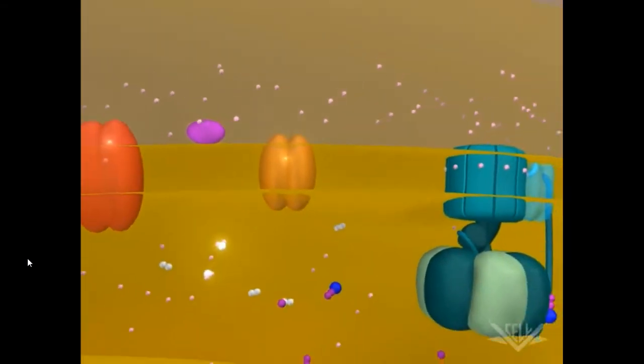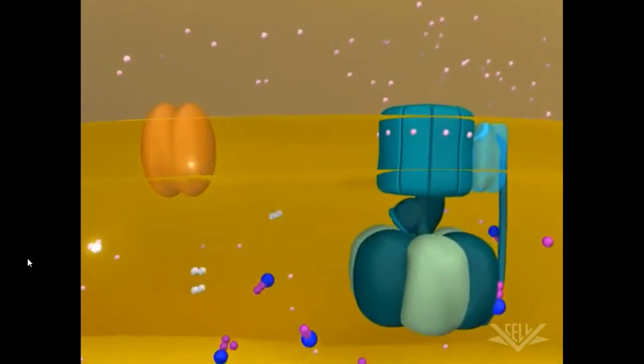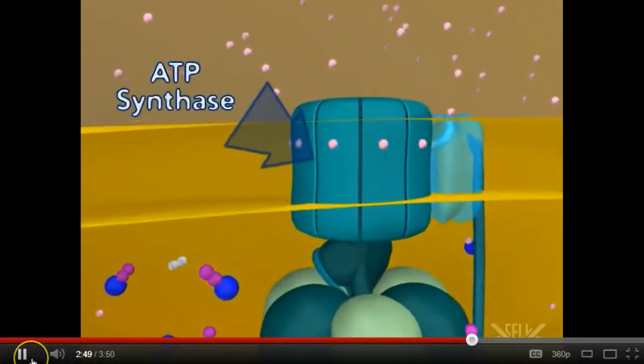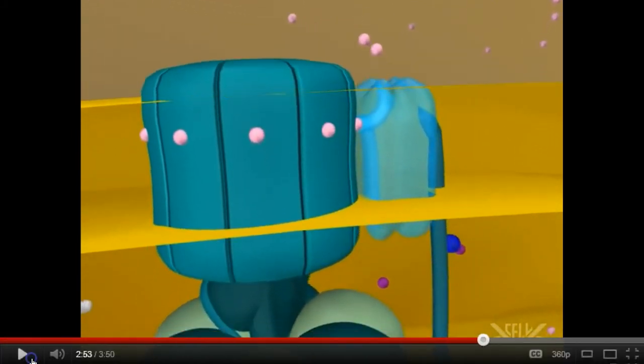This series of hydrogen pumping steps creates a gradient. The potential energy in this gradient is used by ATP synthase to make ATP from ADP and inorganic phosphate.